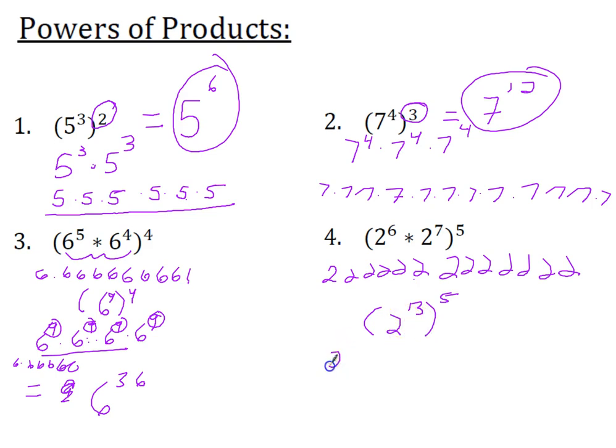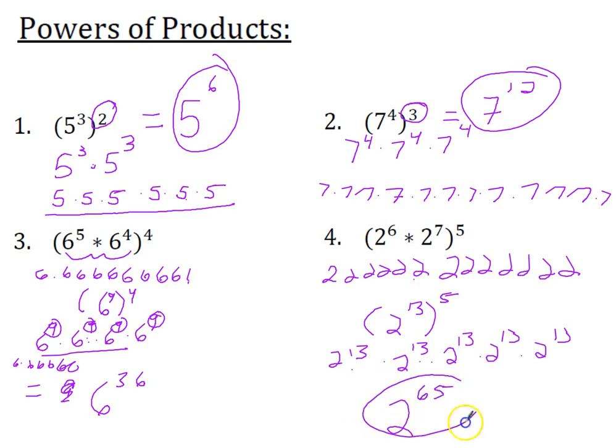So now I'm going to make 5 copies of 2 to the 13th. So 1, 2, 3, 4, 5. Now in total, I'm just going to add up these exponents here. So I'm going to do 13 plus 13 plus 13, 5 times. And when I do that, I get 65. So it'll be 2 to the 65th.